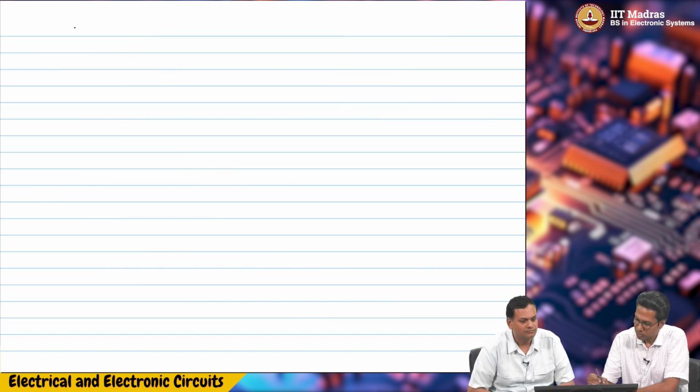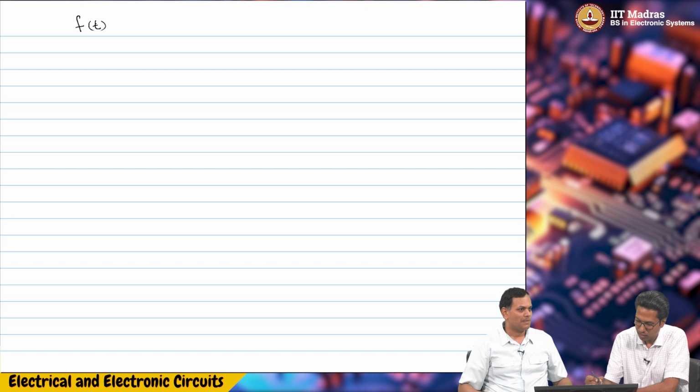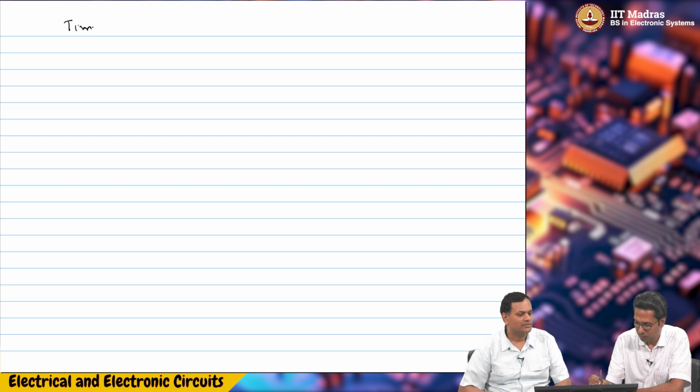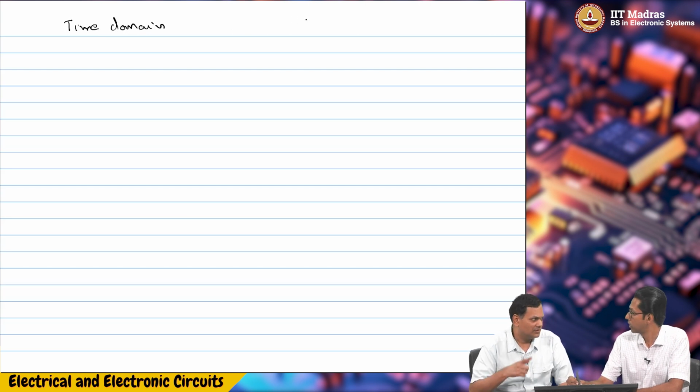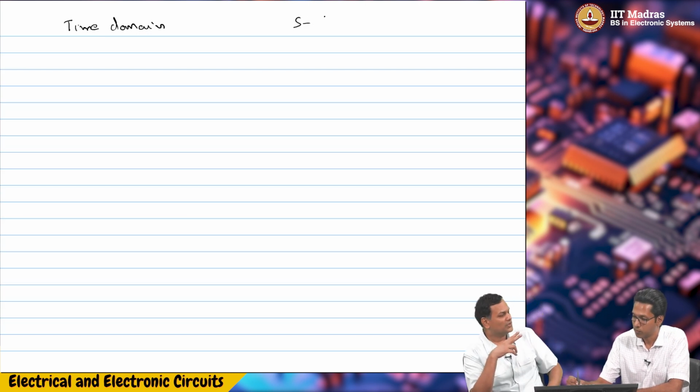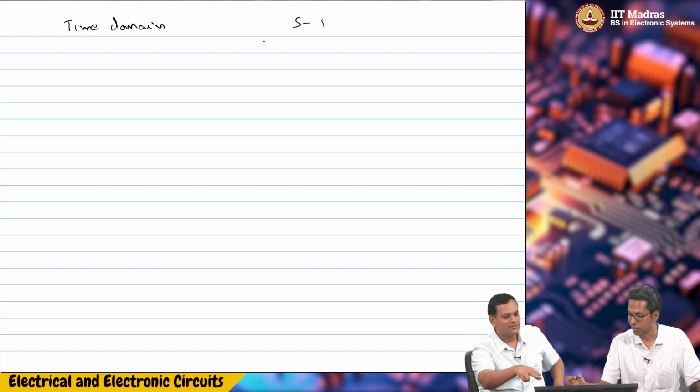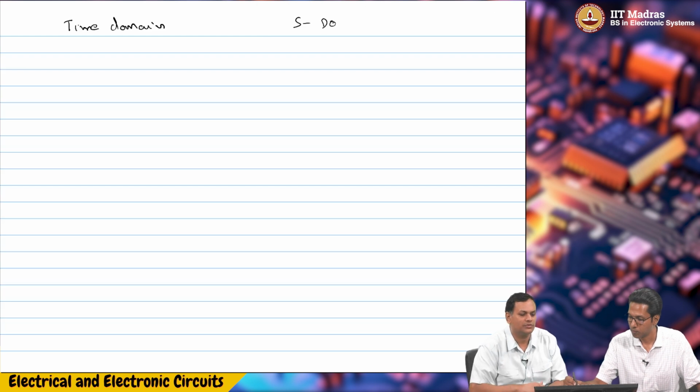So what you are saying is we have some elements in the time domain, or I'll just write time domain because this is not f of t. And then we have the corresponding thing in the s domain. We have two: one is the series equivalent, the other is the parallel equivalent. So you can just say s domain and have two columns.